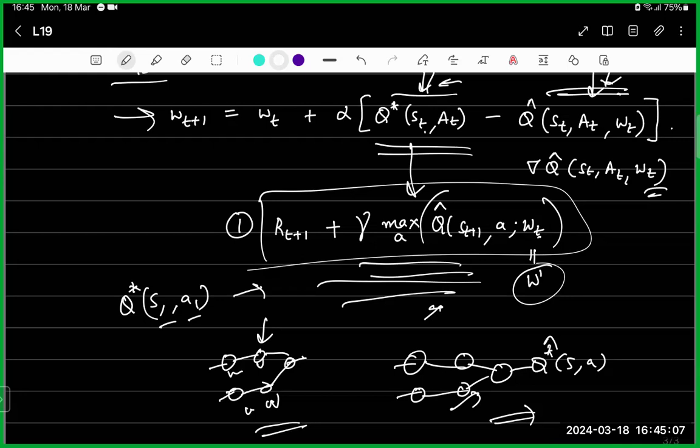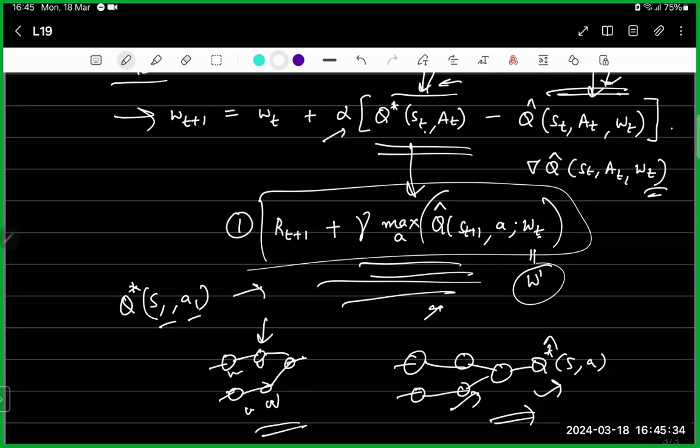But what is the issue? This is not the actual Q star, right? This is some random weights which you initialized. It might not represent the Q star. But all that we are doing is keeping it stationary so that it will converge to something. So you will fix this target Q network for some time and update the weights of this second Q network using the SGD like this.